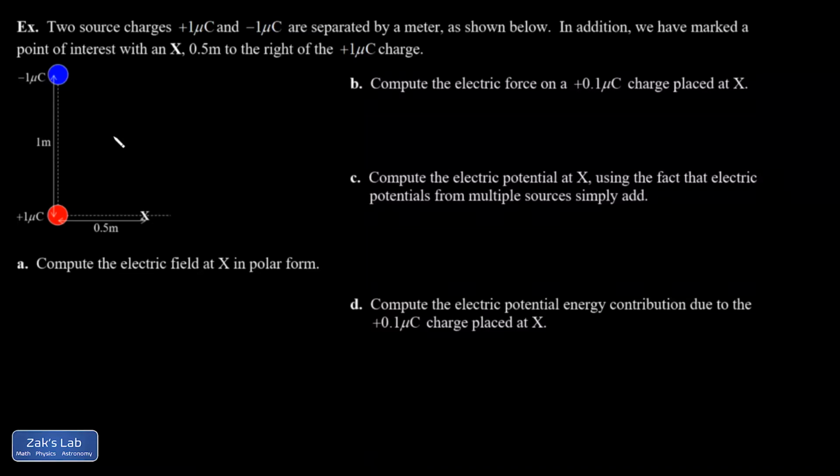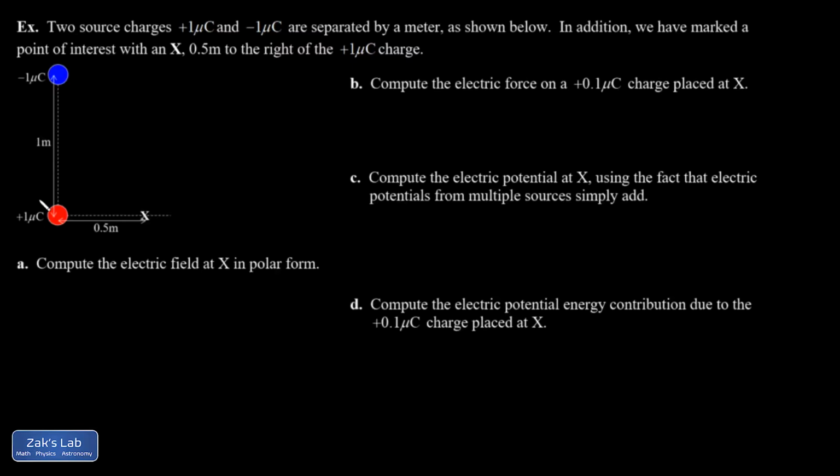In this review example, we're using all the electrostatics quantities that we've defined so far. So we're asked first about an electric field, and then an electric force, then an electric potential, and finally an electric potential energy. So when I look at my picture, I have a positive charge here shown in red, a negative charge of -1 microcoulomb, 1 meter above that red one, and then we have a point of interest marked exactly to the right of the red one by 50 centimeters.